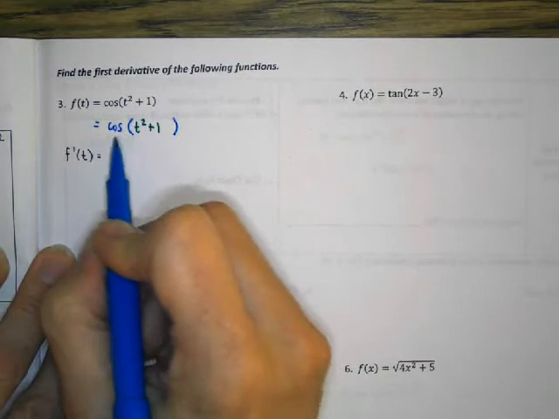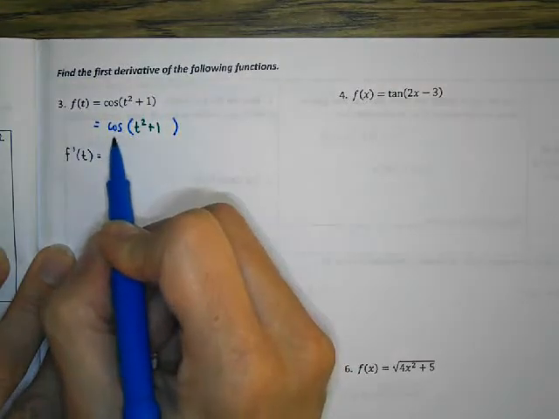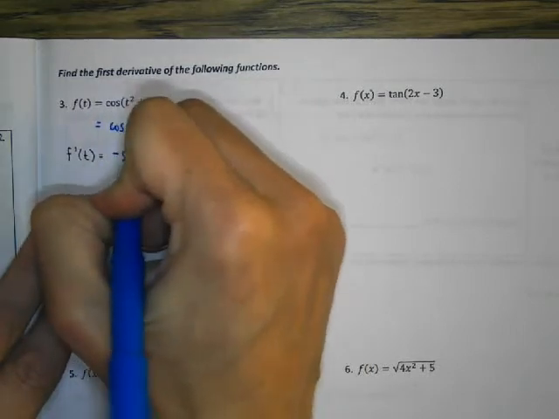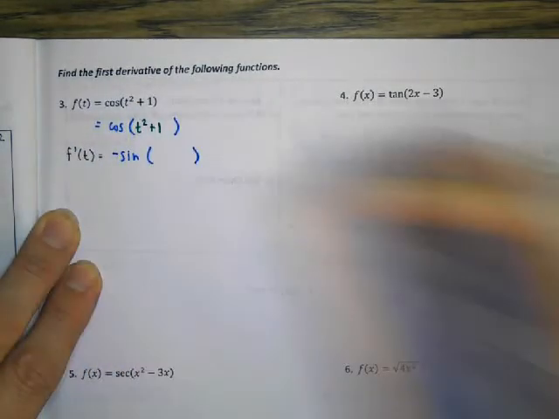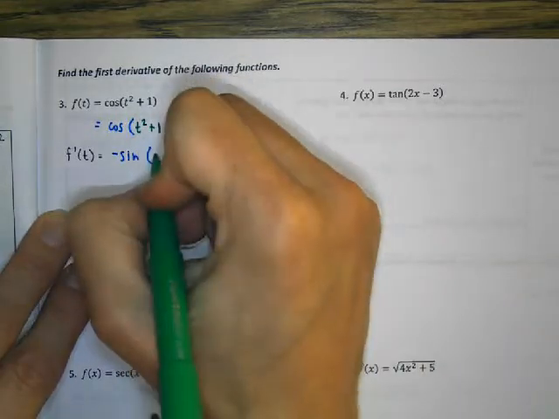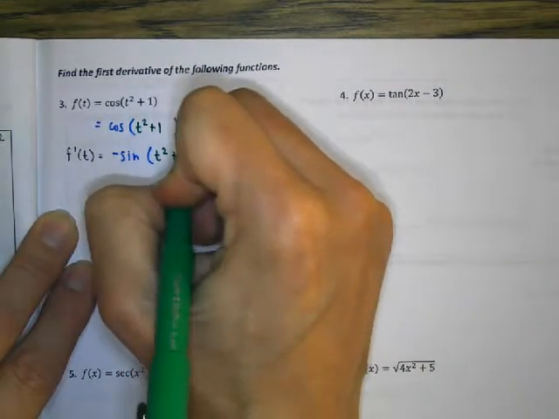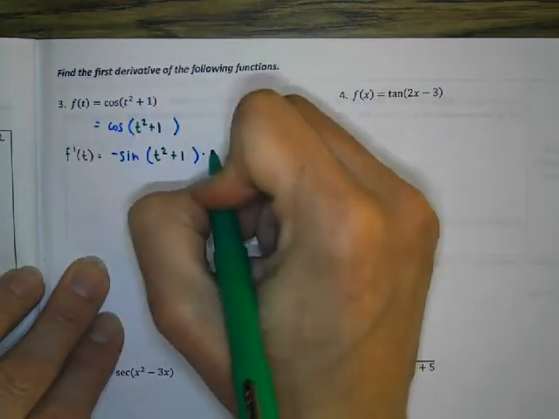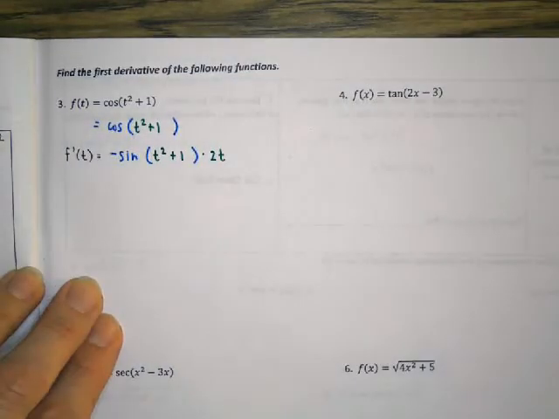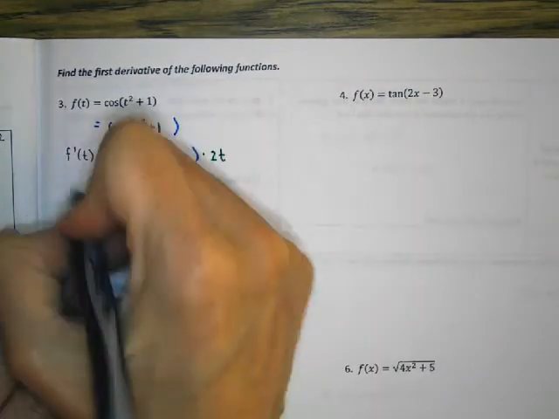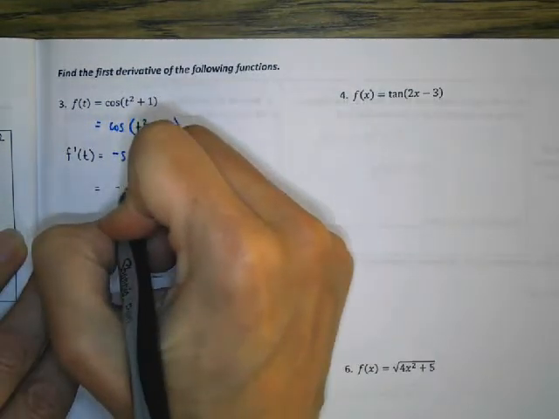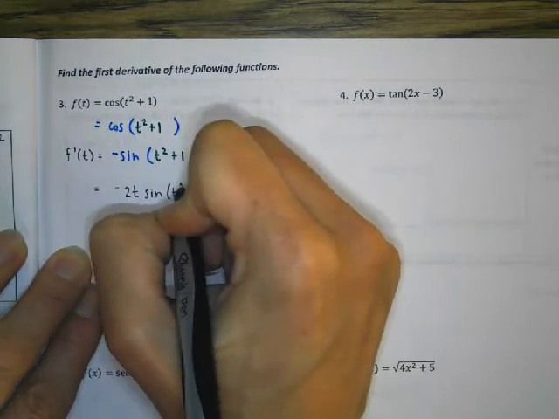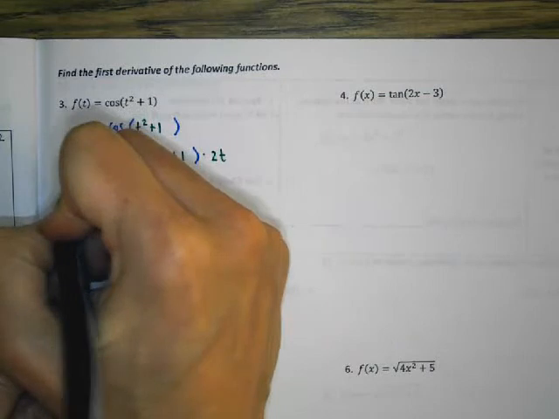And again, first I differentiate the outside function, which is cosine, and I get the opposite of sine. My insides stay the same, t squared plus 1, and then I multiply by the derivative of my inside, which is just 2t. So again, just a little rewriting here. Negative 2t times the sine of t squared plus 1 is our derivative.